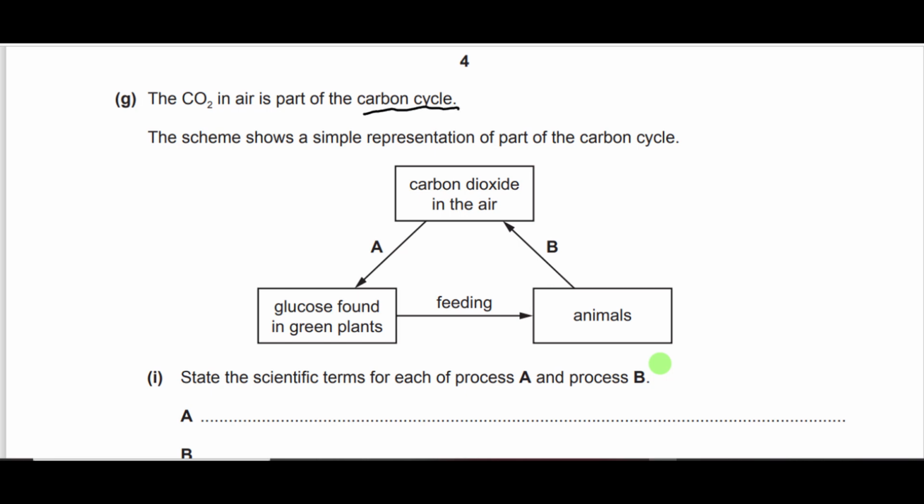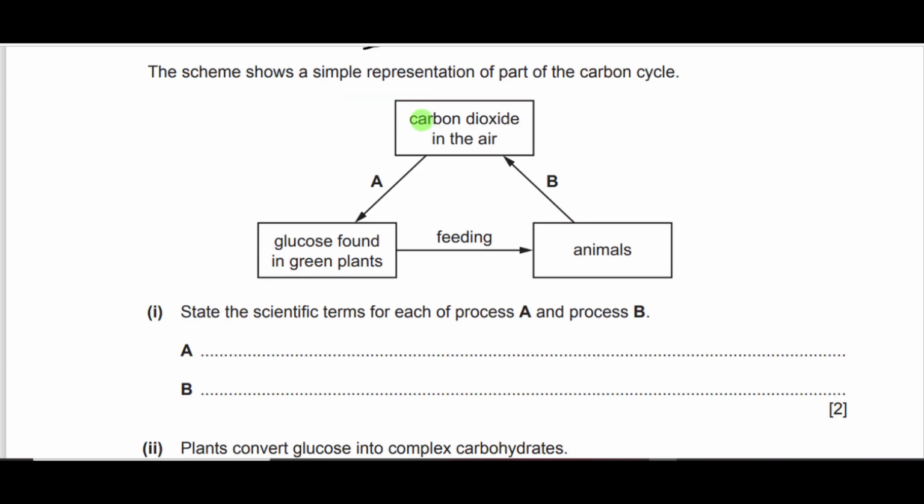The carbon cycle just shows the flow of carbon dioxide into the atmosphere and out of the atmosphere, right? So the scheme shows a simple representation of part of the carbon cycle. In this scheme, we have carbon dioxide in the air to glucose found in green plants, then from glucose in green plants to animals, then animals back to carbon dioxide in the air.